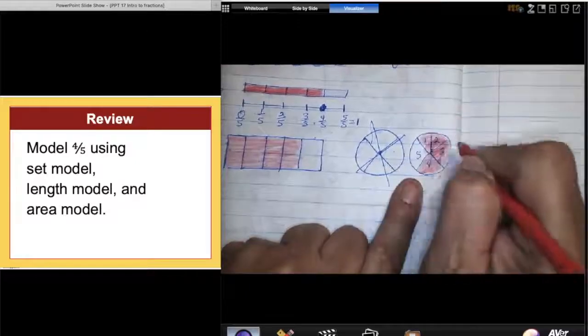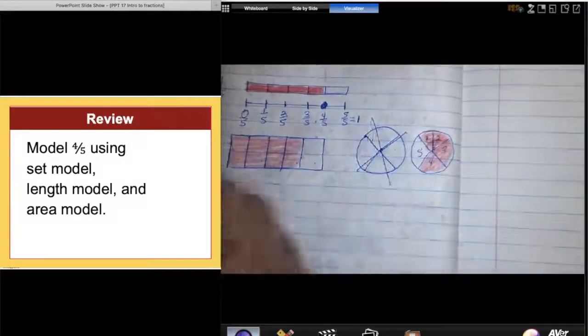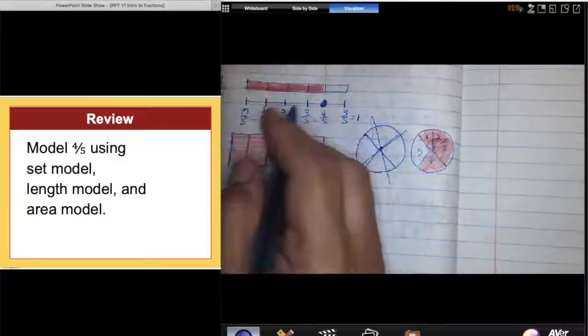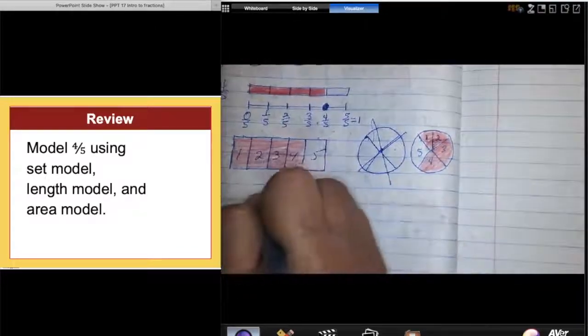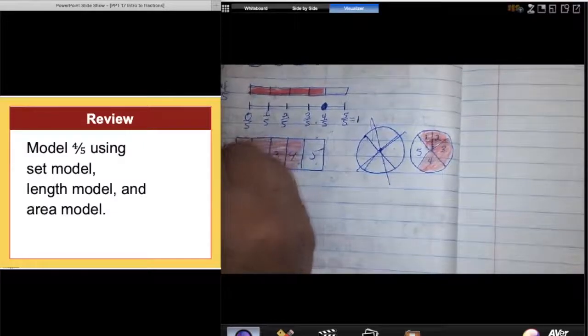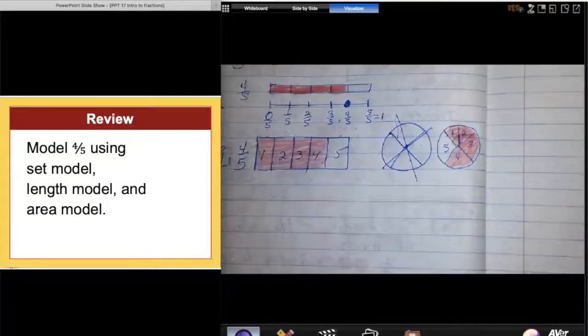Okay, so this was a fail. This was better. So 4/5. Okay.